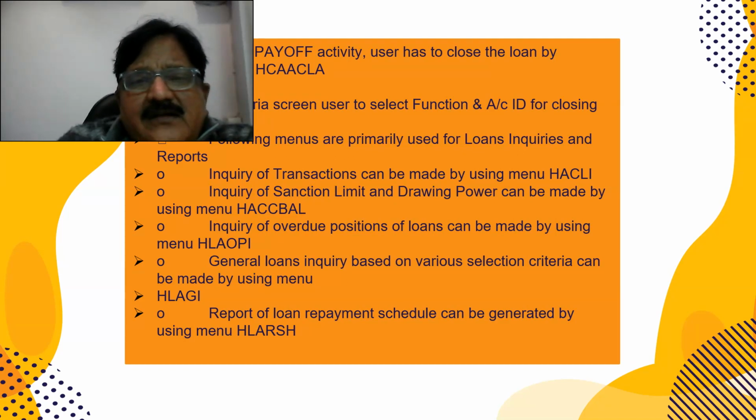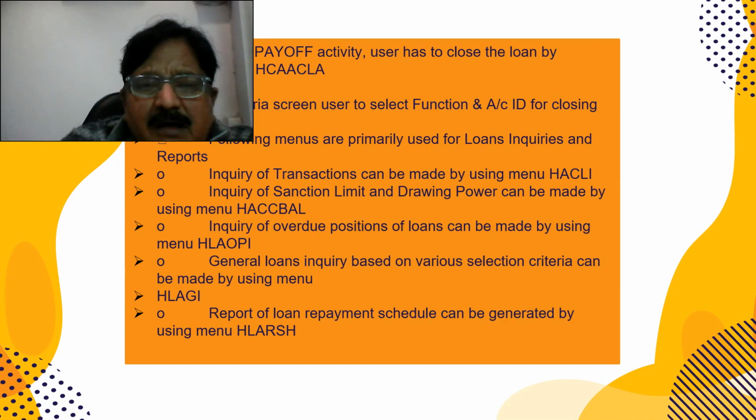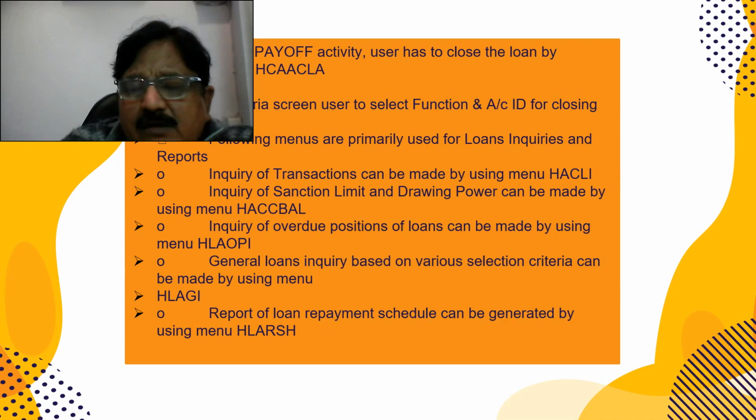An inquiry or transaction can be made through menu option HACLI, account ledger inquiry. Inquiry of the overdue position of loans can be made by using HLAOPI. It can be done for all the accounts in the branch or a particular account in the branch. General loan inquiry based on various selection criteria can be made by menu option HLAGI. So how much is due, how many loan accounts are there in the branch, you can find that in the general inquiry.